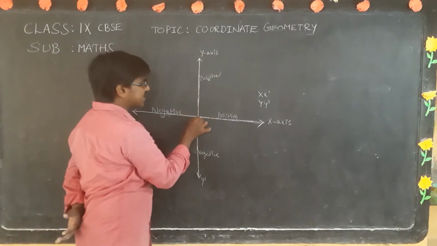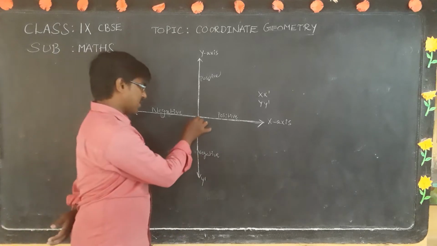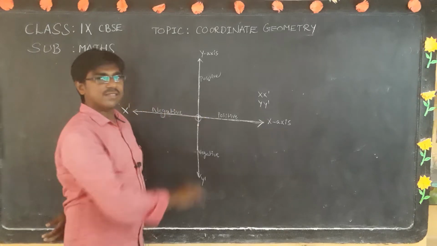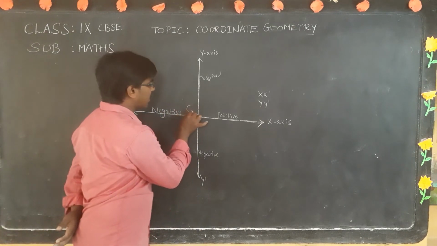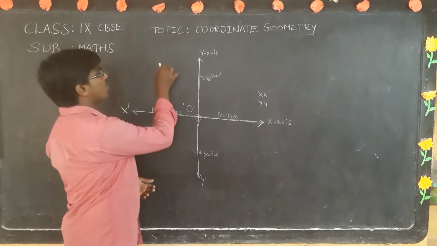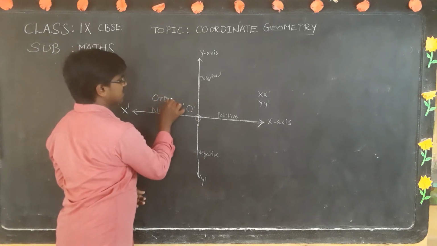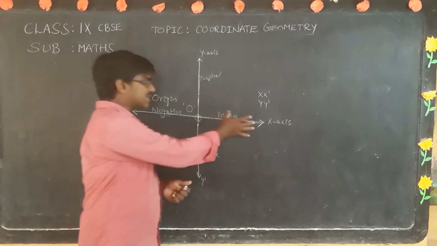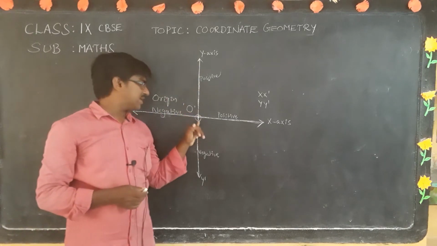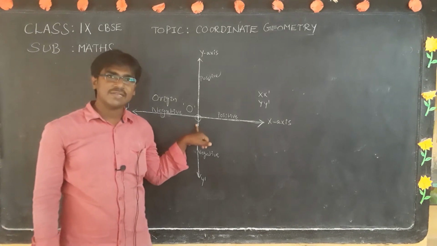These both intersect at a point. What is that point? We represent that point by the letter O. What is O? O means origin, the intersection of the x-axis and y-axis. Both axes meet at a point, and that point we call the origin, represented by the letter O.